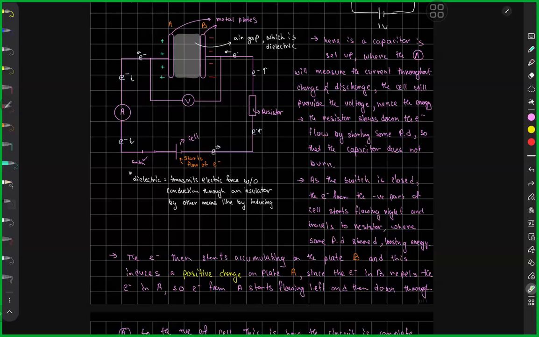And I want to build this intuition inside you that whenever you have some sort of potential difference between any 2 points, current should flow.